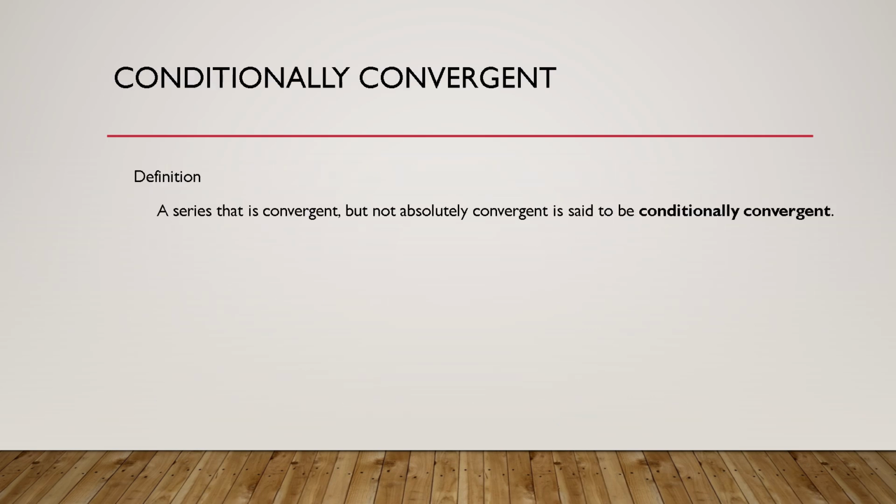Definition. A series that is convergent, but not absolutely convergent, is said to be conditionally convergent.